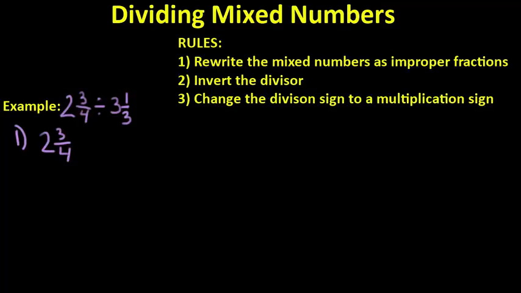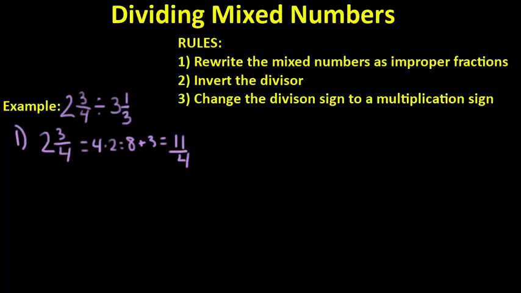4 times 2 is 8, and then you add the numerator. So 8 plus 3 is 11, and that's going to go all over the denominator. So again, 4 times 2 is 8, plus 3 is 11, 11 over 4.